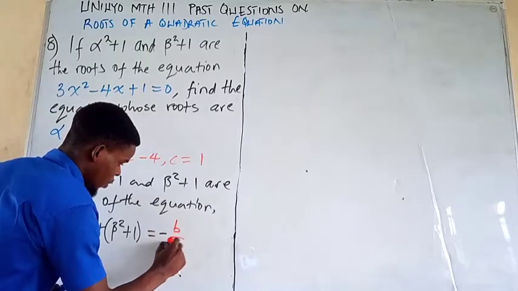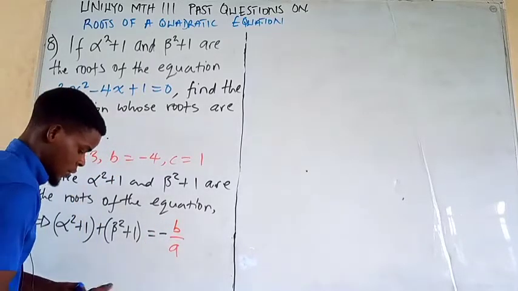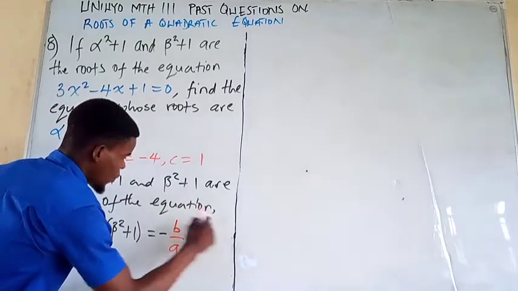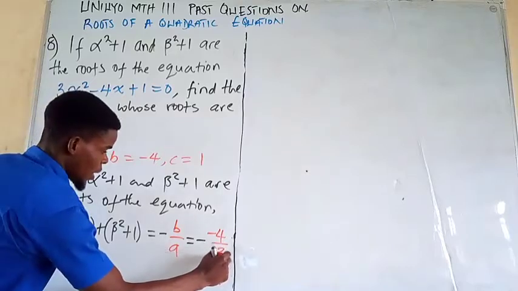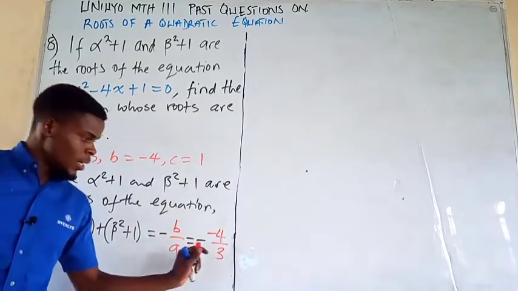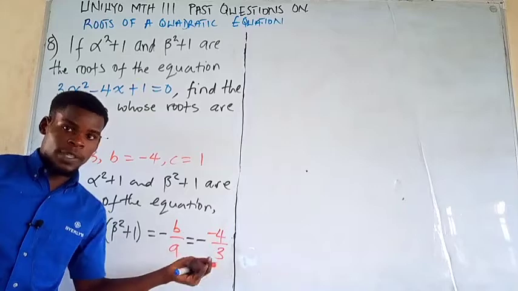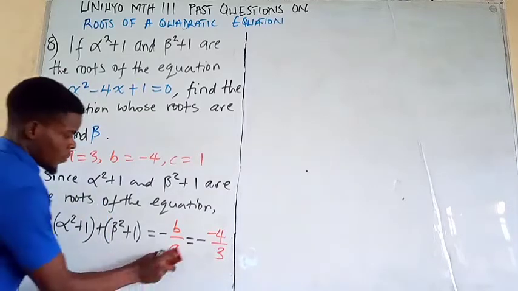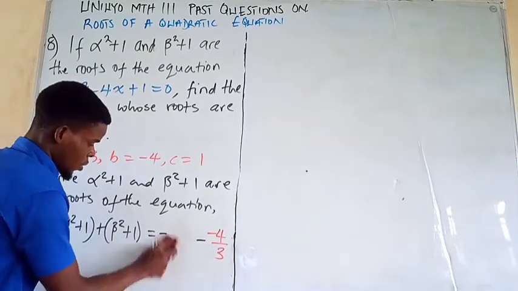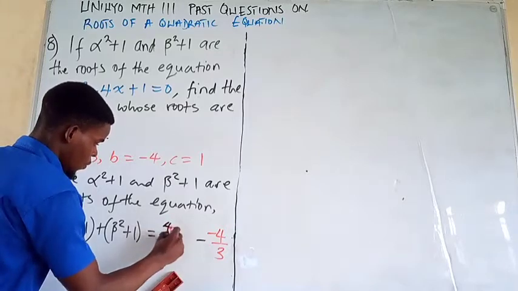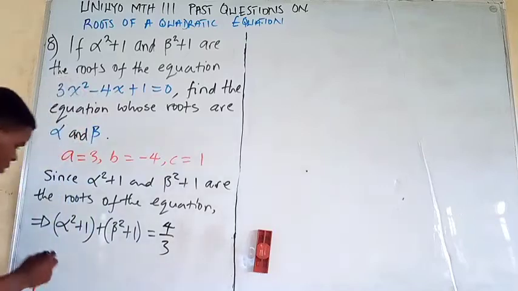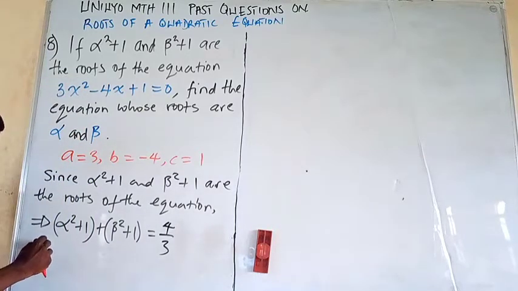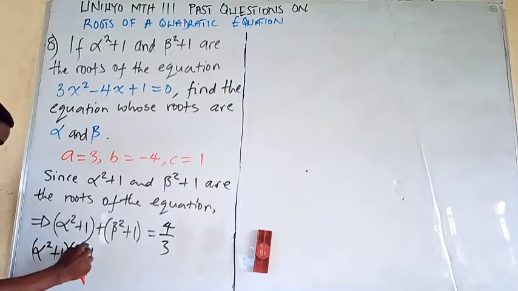So negative of b is just -4. A is just 3, right? So that will become negative of -4 over 3. That's just 4 over 3. So I would like to clean things up. I'll just put it down: 4 over 3, alright?